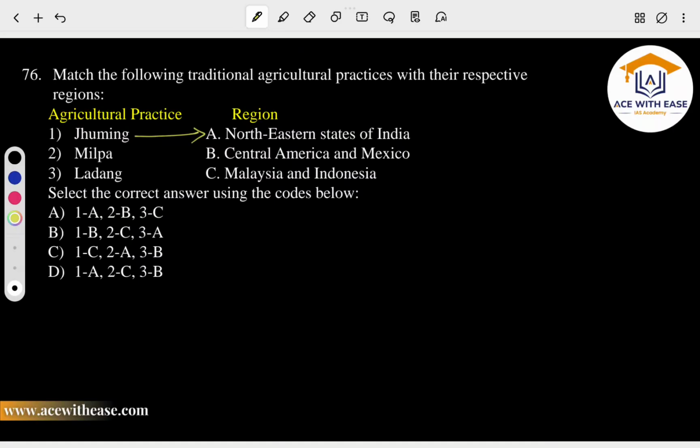And we have ladang in the Malaysia and Indonesia region, Sumatra Islands, Borneo Islands, all these regions we call it ladang. And we have milpa in the Central America and Mexico region. You can also have bush fallowing in Africa. We have Sweden agriculture in Papua New Guinea. We have different names, or else we also have the Kaingin farming in the Philippines.